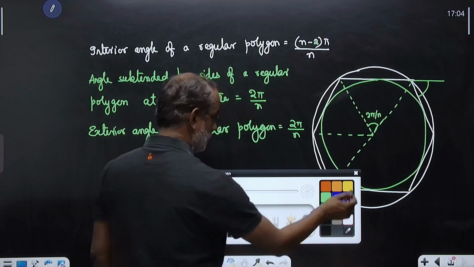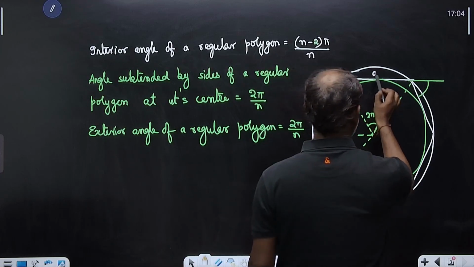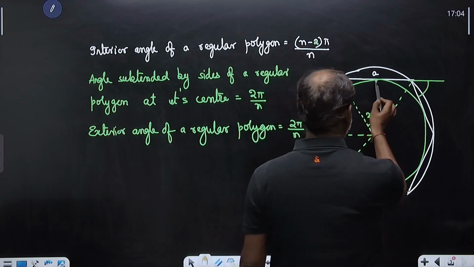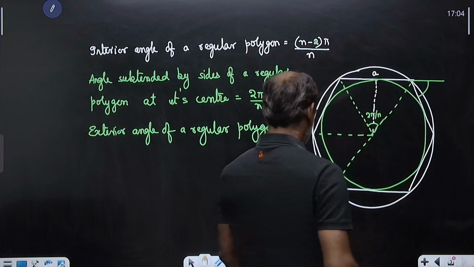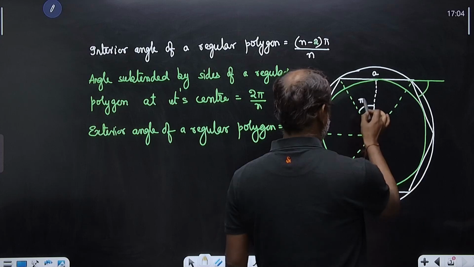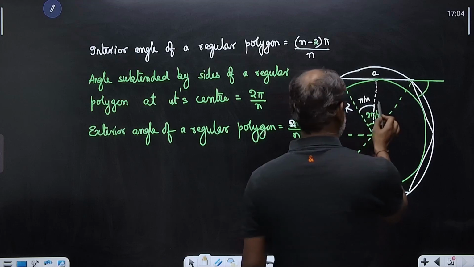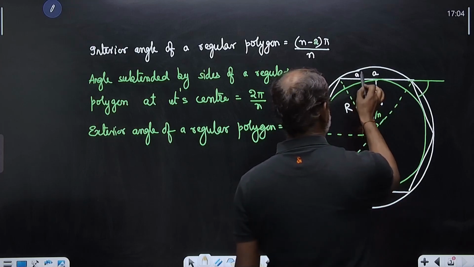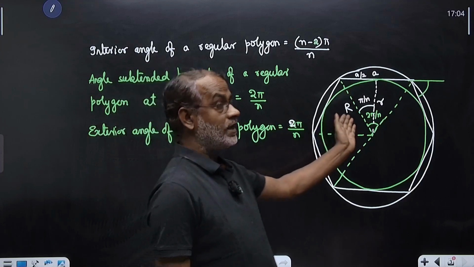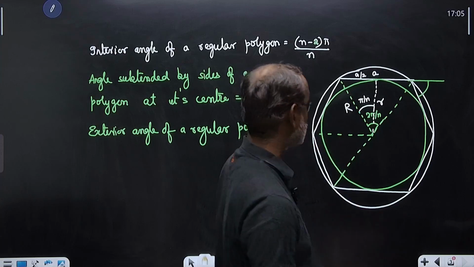Also, suppose the side is A. So, I think you can very easily understand, sorry, this angle is going to be pi by n. So, if this is capital R and this is small r, this is A by 2. So, by simple trigonometry, I think you will be able to get perpendicular upon base, perpendicular upon hypotenuse, base upon hypotenuse. I think you can all get it.